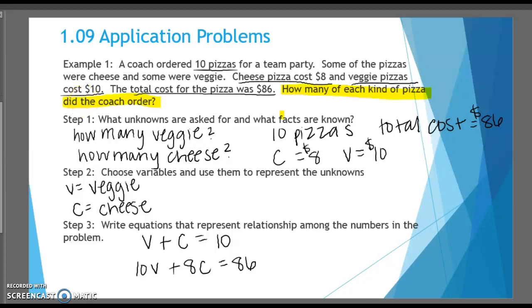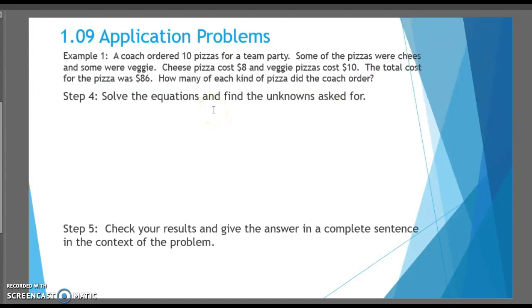Now we're going to, next slide here. Solve the equations and find the unknowns asked for. So we have V plus C equals 10. 10V plus 8C equals 86. So we can use any of the methods we've learned so far. We can use substitution or elimination, which is that linear combination. I'm going to use substitution because it's going to be a lot easier.